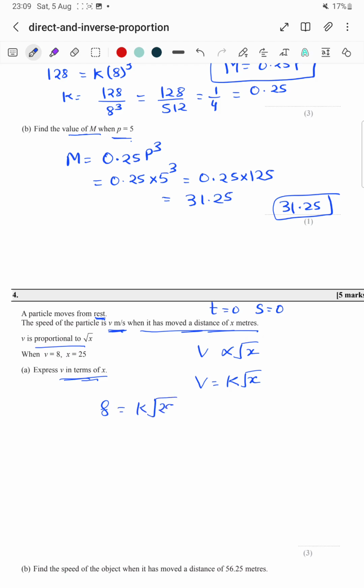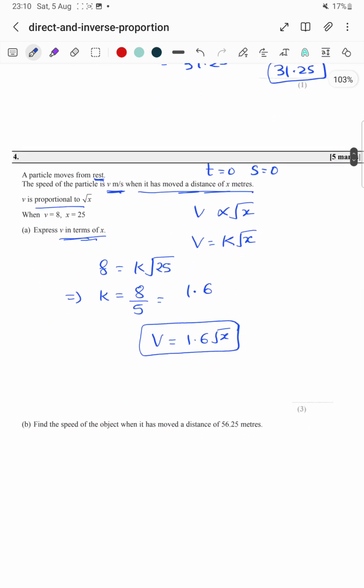Now to find v in terms of x, they said v is 8 when x is 25. So the square root of 25 is 5, which means k is equal to 8 over 5. So this is equal to 1.6. So v is equal to 1.6 times the square root of x. This is the first part.